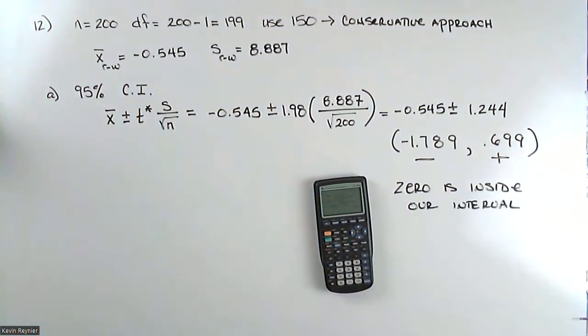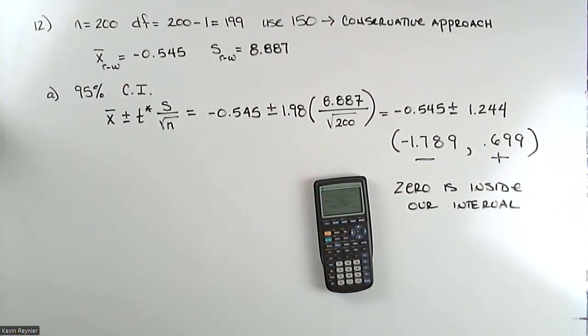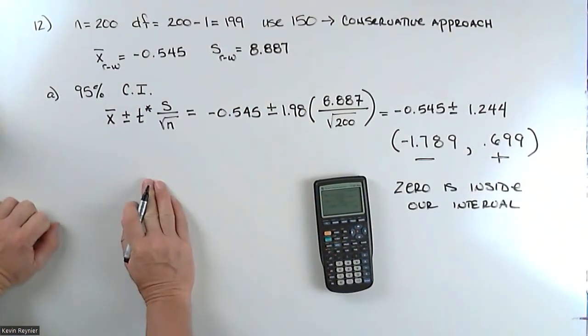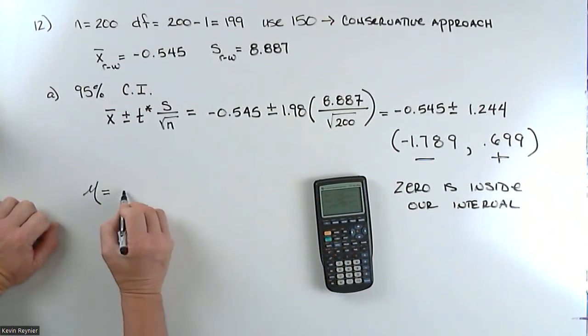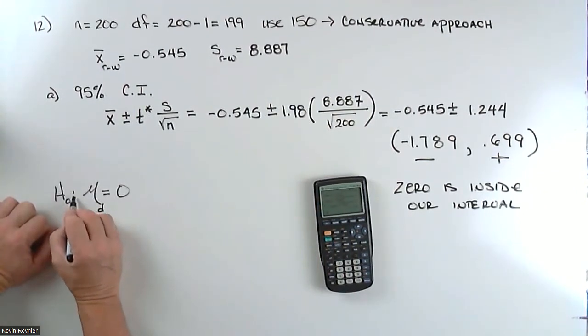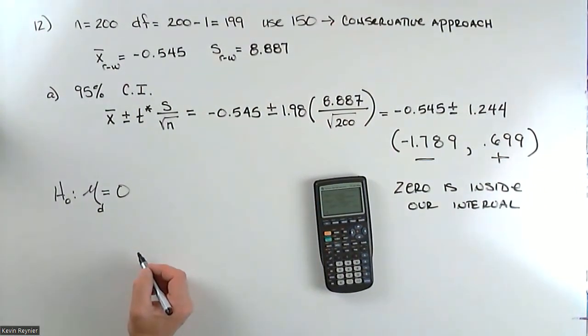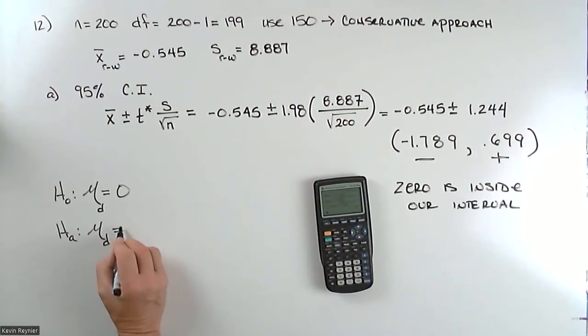So if we go back and look at part C, and it says, does the confidence interval provide convincing evidence there is a real difference? Well, our null hypothesis would have been mu equals 0. And that would be the differences. That would be our null hypothesis. And it says, is there a real difference? So our alternative hypothesis would have been the mean of the differences is not 0.